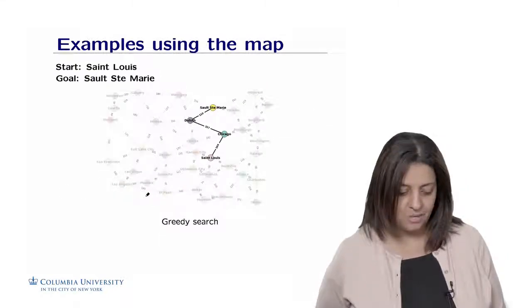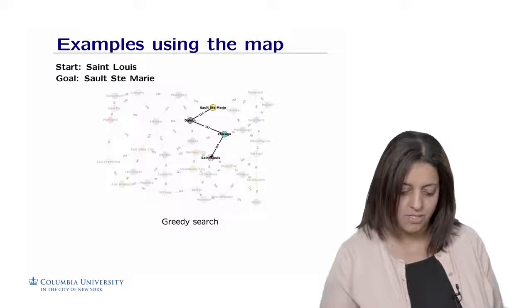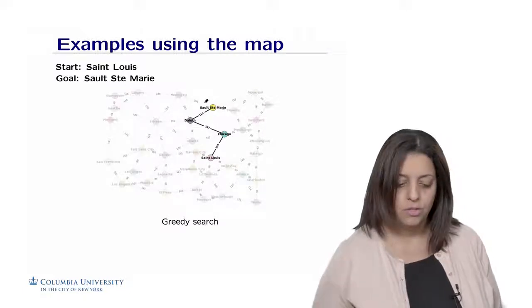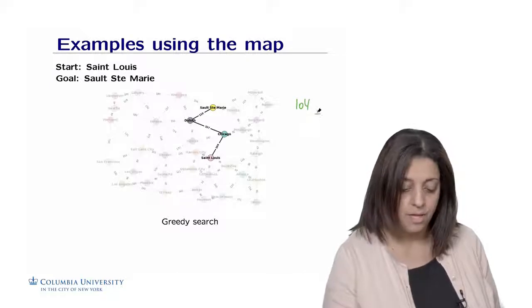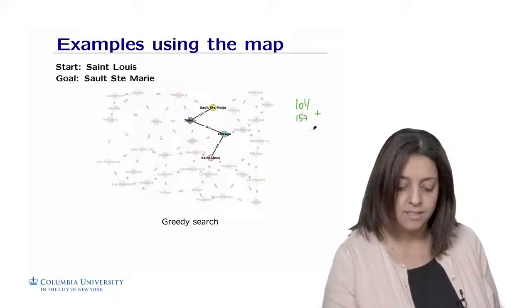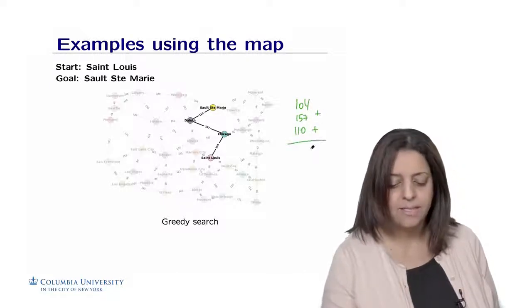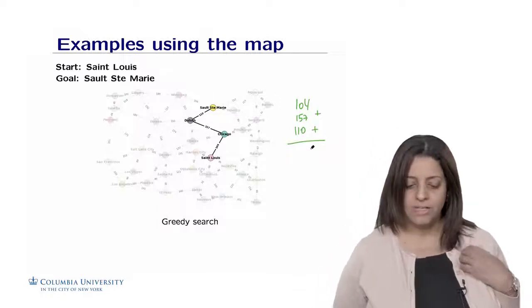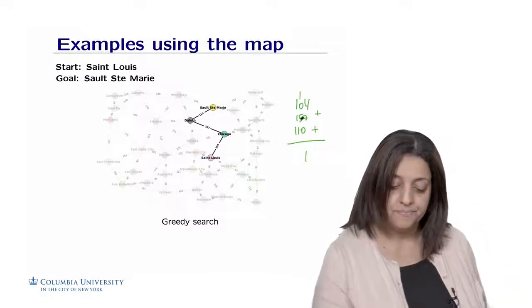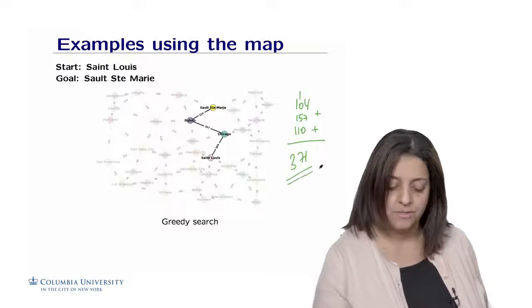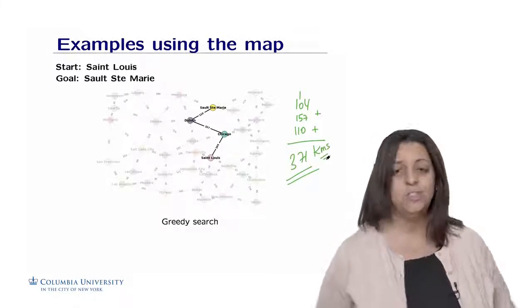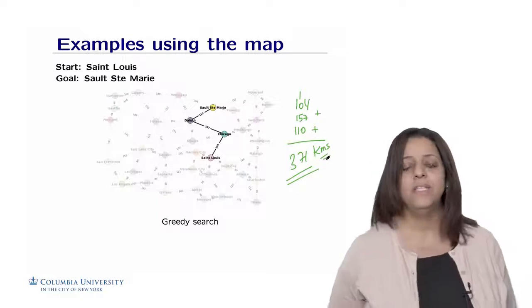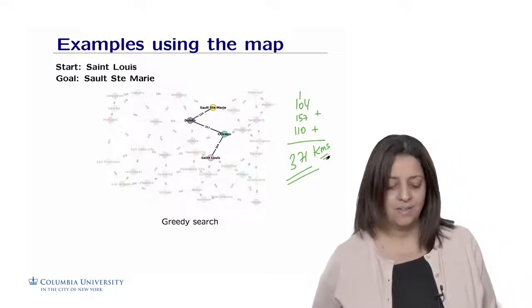On the map, it's going to look like this. So the greedy search would go from St. Louis to Chicago to Duluth to Sault Ste. Marie, and the path in this case would be 104 plus 157 plus 110. So the path is actually 371 kilometers, which is not the shortest one. We're going to see that we can get the shortest one using the A-star algorithm.